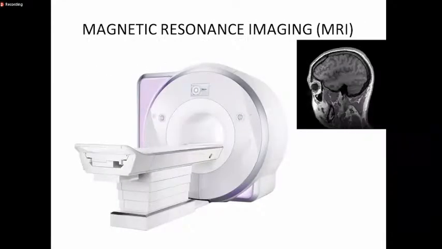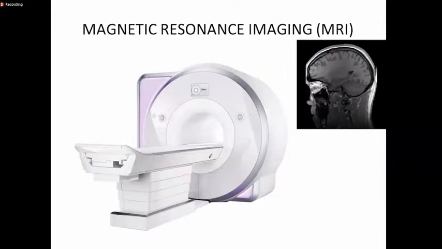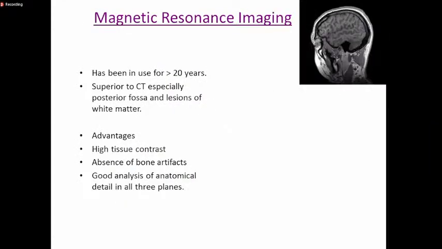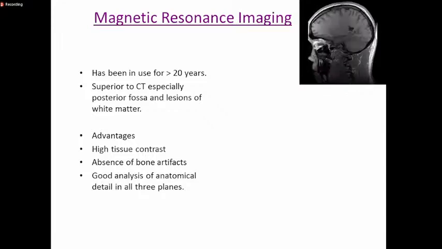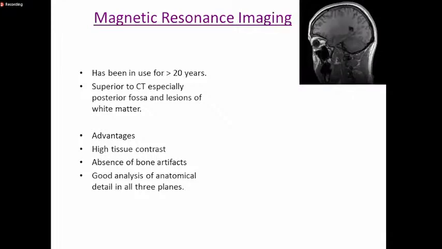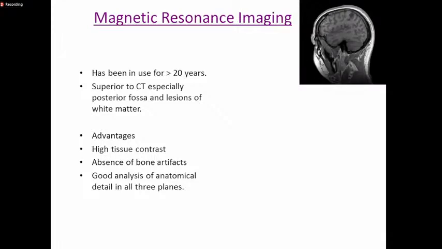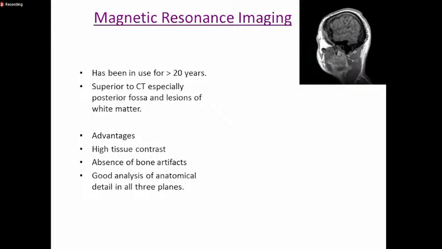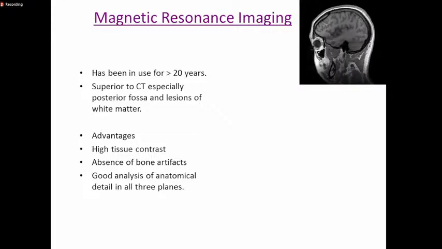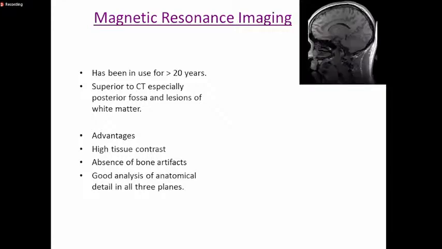And then we have magnetic resonance imaging. It's a very good modality, very good soft tissue differentiation. And you're able to see the soft tissues very well. In this modality, we don't have bone artifact, which is a big plus for MR. If you're doing any anatomical analysis, then this is the modality to look at.